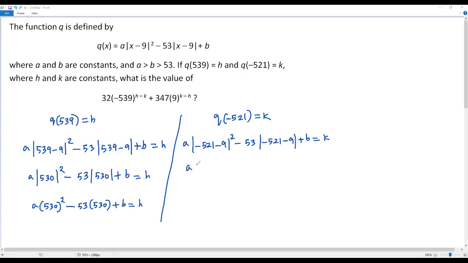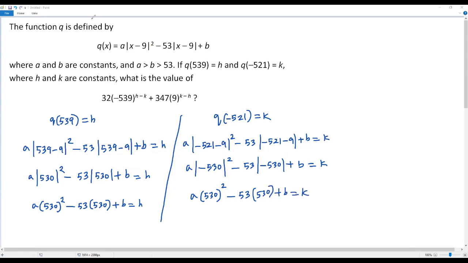We get a times, when I combine these two values, I am getting negative 530. That is absolute value of negative 530 squared, minus 53 times absolute value of negative 530, plus b, equals k. Here the absolute value of negative 530 is positive 530. That is a times 530 squared, minus 53 times 530, plus b, equals k.